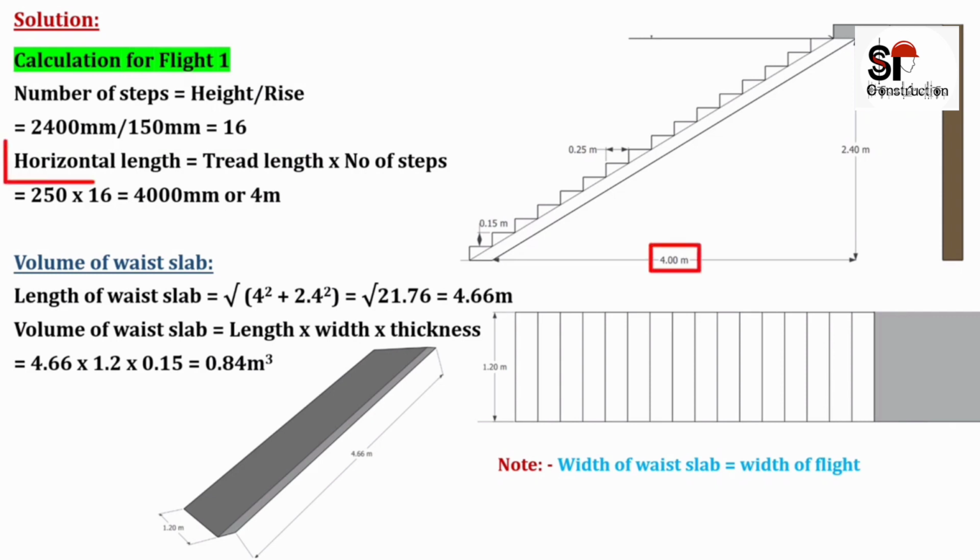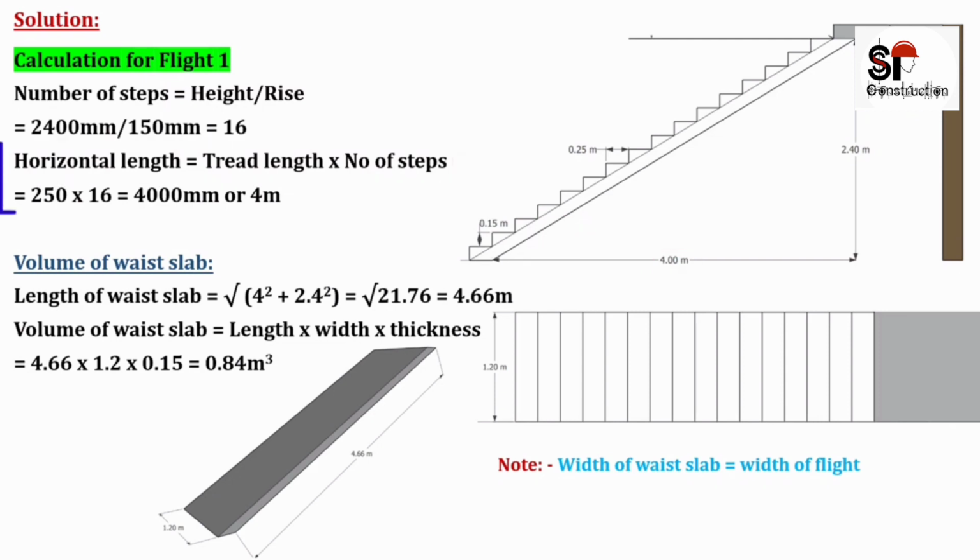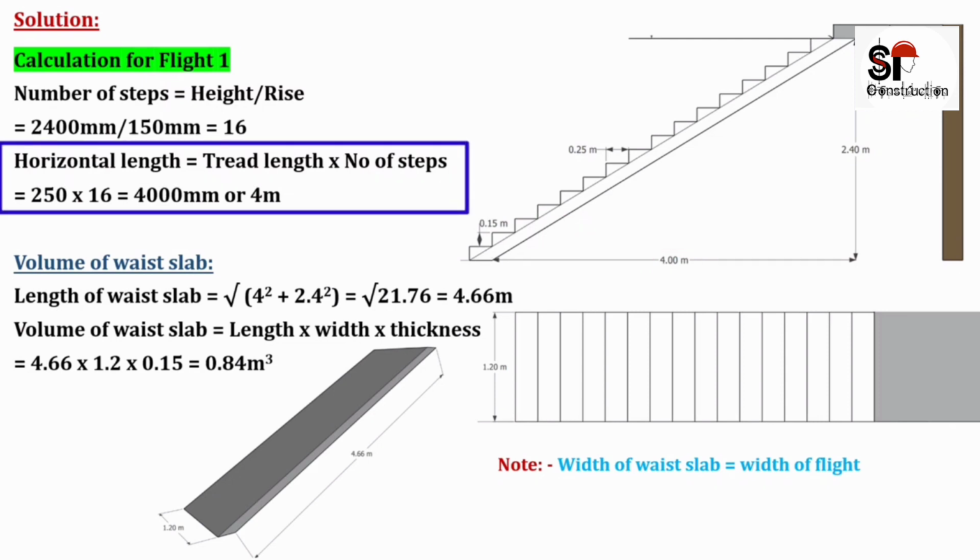The horizontal length will be equal to tread length into number of steps. Tread length is already given as 250 mm and number of steps is calculated as 16. So the horizontal length will be equal to 4 meter or 4000 mm.